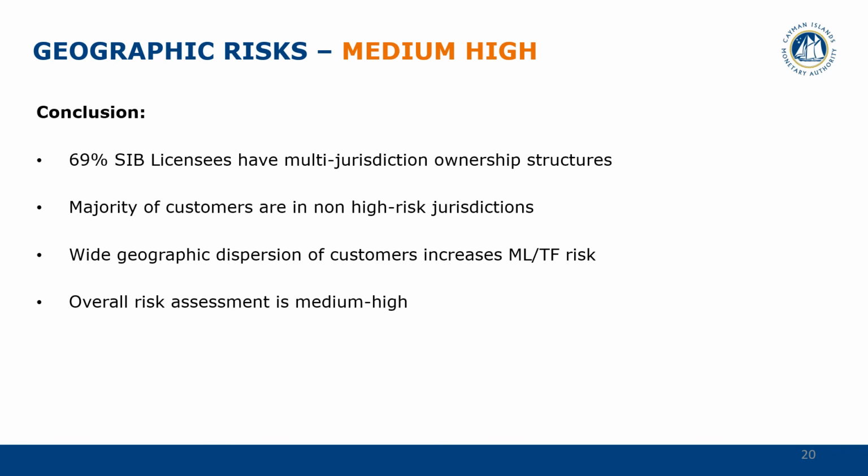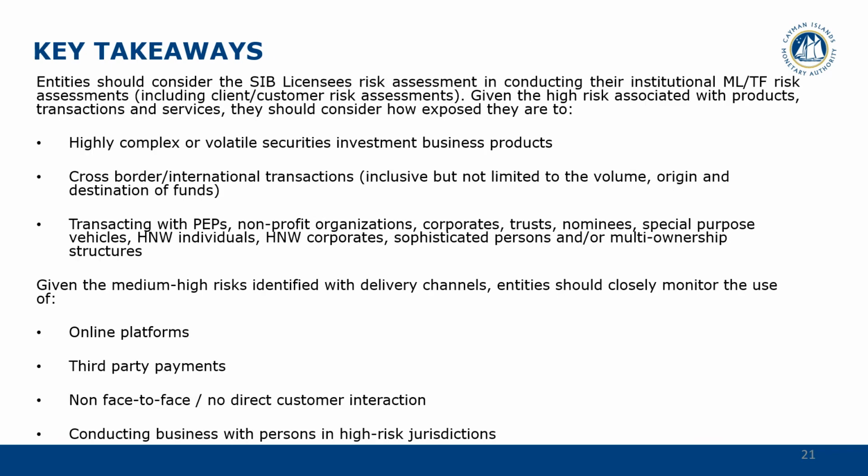The majority of customers were in non-high-risk jurisdictions, however, but there was a wide geographic dispersion of customers, which again in itself does increase money laundering and terrorist financing risk. So looking at all these factors together, the overall risk assessment for geographic risk was deemed medium-high. So that provides you with a short synopsis of how the risk assessment was conducted and the individual components and conclusions. The overall risk was deemed medium-high.